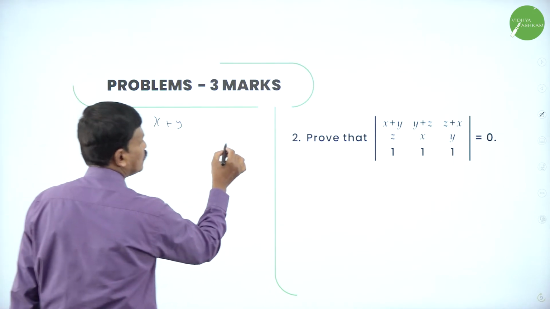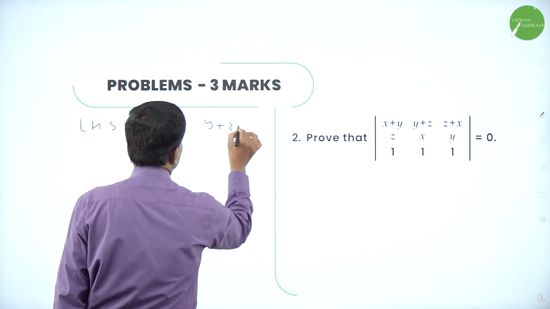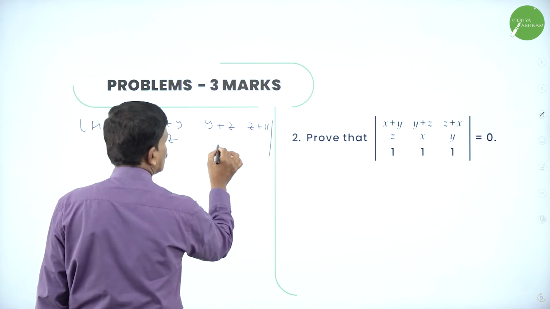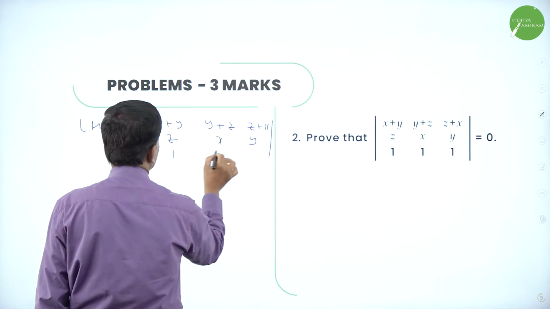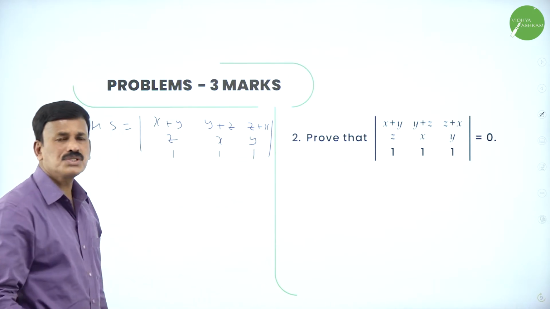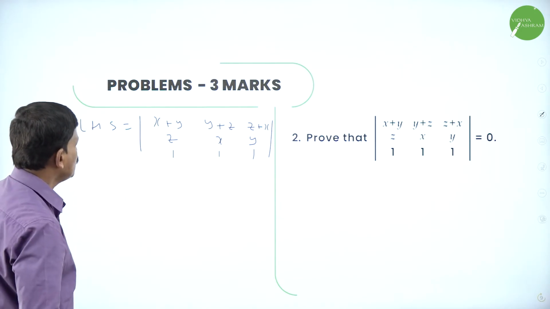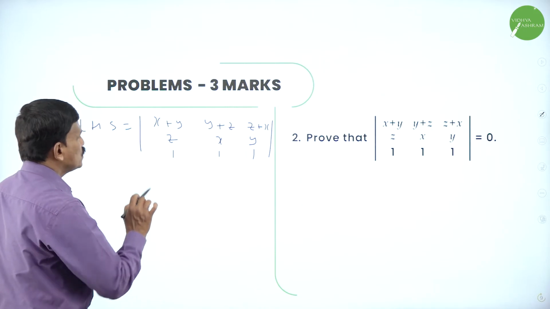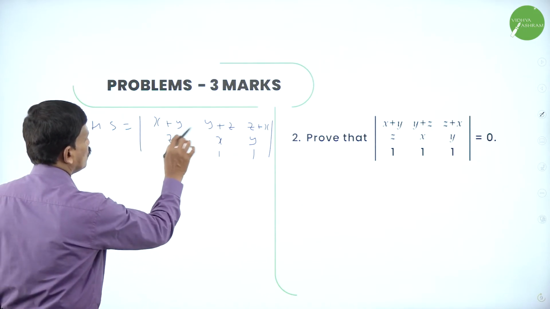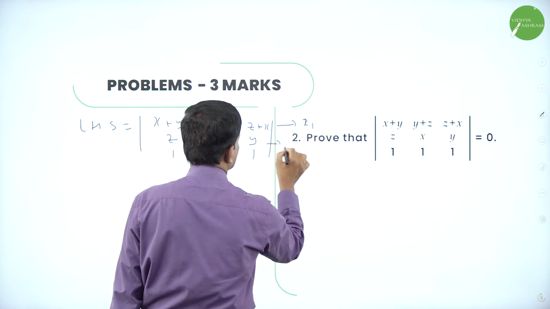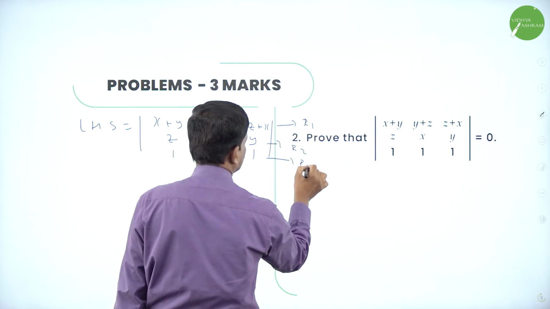x plus y, y plus z and z plus x. Second row z, x, y, and third row 1, 1, 1. So what is to prove? This is equal to 0. Now what are you going to take? Observe carefully. See, very simple. Here this is row 1, row 2 and row 3.